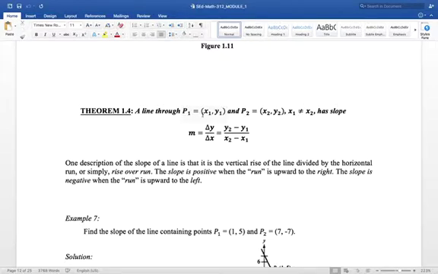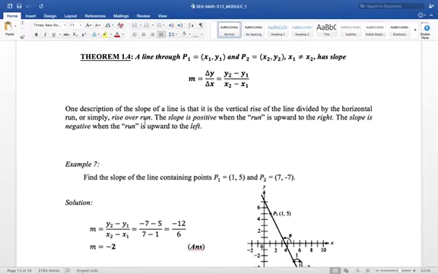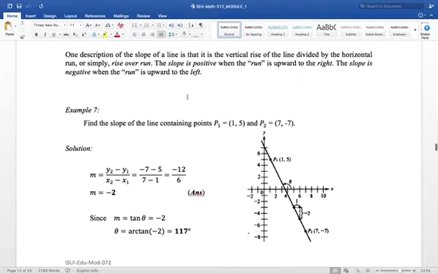A line through P1 located at (x1, y1) and P2 located at (x2, y2), where x sub 1 and x sub 2 are not equal, has a slope equal to the change in y over the change in x, or y sub 2 minus y sub 1 over x sub 2 minus x sub 1. Sometimes they call this rise over run. It says here, the slope is positive when the line goes upward to the right, and the slope is negative when the line goes upward to the left.